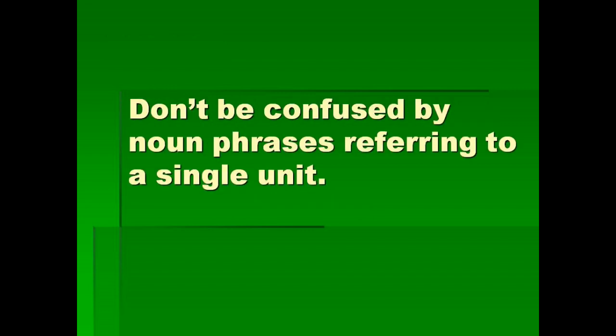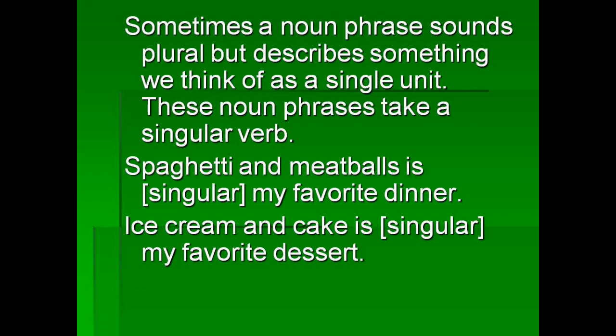Now don't be confused by noun phrases referring to a single unit. Now, sometimes a noun phrase sounds plural but describes something we think of as a single unit. This noun phrase takes a singular verb. Example: spaghetti and meatballs is my favorite dinner. Spaghetti and meatballs is my favorite dinner. Ice cream and cake is my favorite dessert.